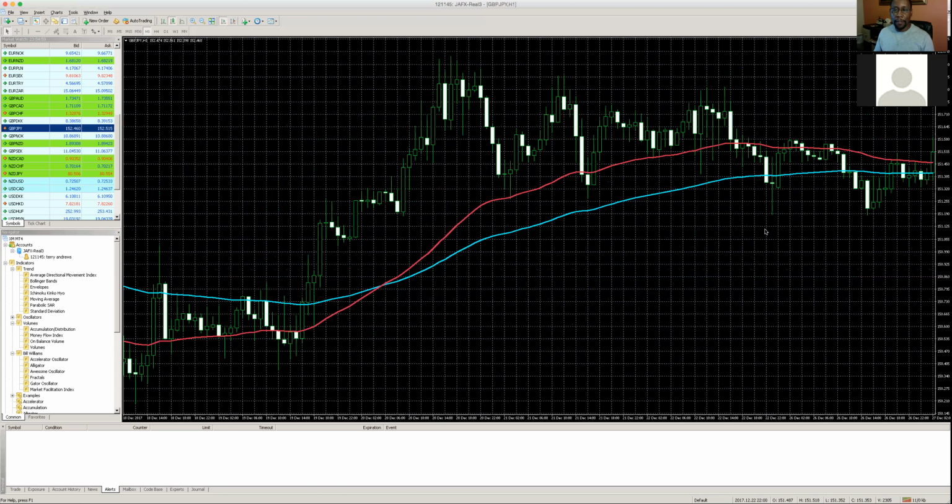So that's the plan right here. This is so simple. I'm going to zoom out so you can actually see. When it crossed, we went into a buy. Right there, we were inside a sell when it's below. When the red is below, it's a sell. When the red is above the blue line, you're buying. All right?